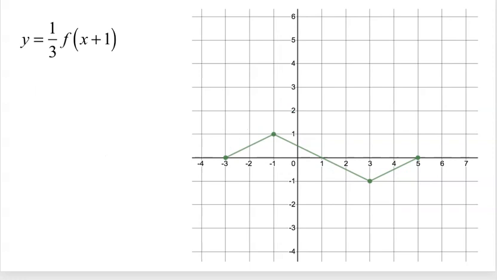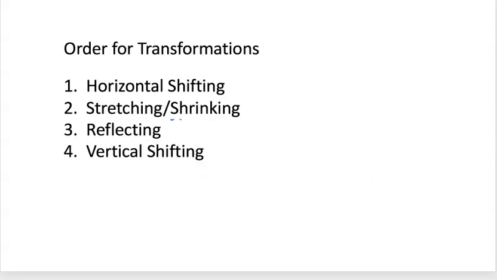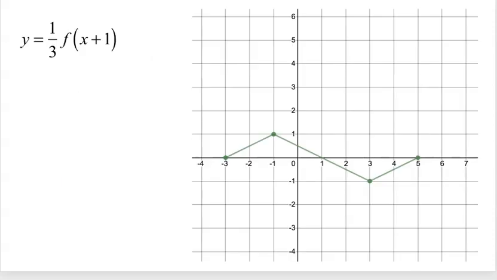And what do we want to do next? We can go back to our rules. We took care of the horizontal shift to the left. We took care of the stretching, shrinking. So the next thing we need to do is a reflection. A reflection is either negative f of x or f of -x. Well, we currently have 1/3 f of (x plus 1). We need -1/3 f of (x plus 1). So that will be our reflection through the x-axis.